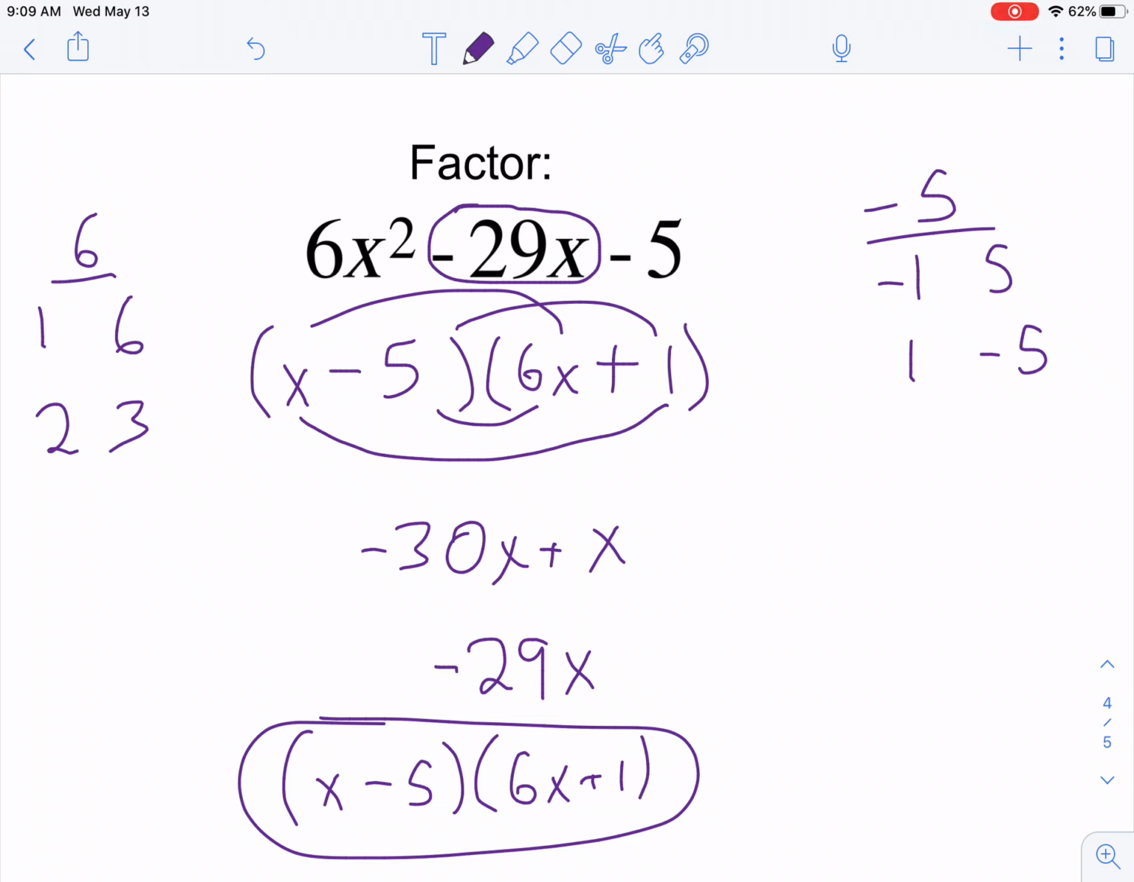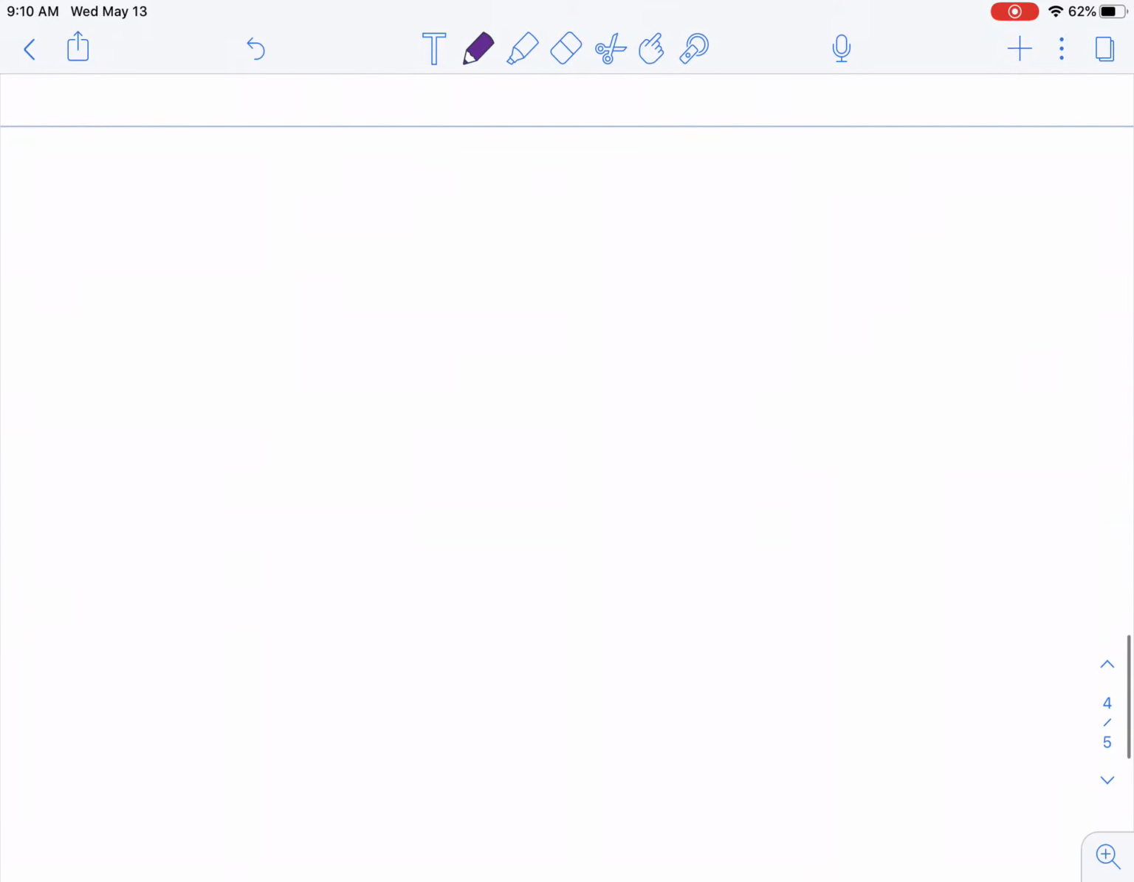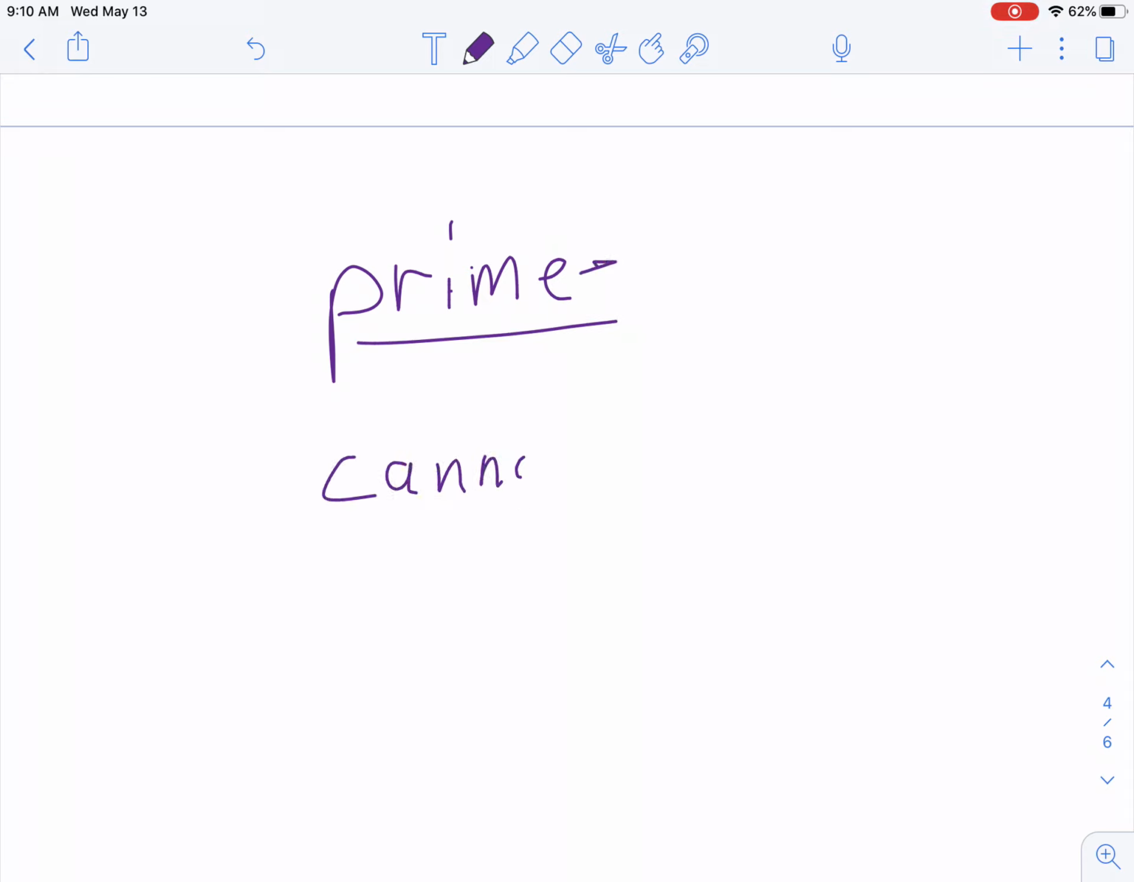One last little thing, sometimes these things are not factorable. If you go through all of the options, every single possibility, and it still cannot be factored, it is said to be prime. Okay? A prime polynomial cannot be factored. Just like with a prime number.